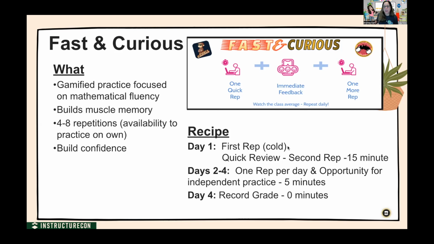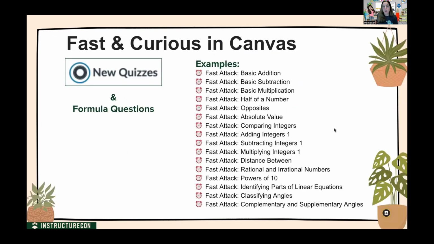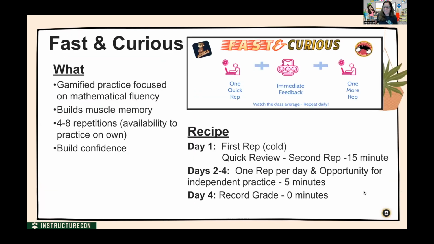Now, I demonstrated just basic multiplication, but there are so many other fast attacks or fast and curious time tests that you could create. How about identifying absolute value, comparing integers, powers of 10, multiplying by 100, identifying complementary and supplementary angles? Any skill that you want students to transfer from their short-term memory to their long-term memory in the form of memorization is a perfect candidate for this strategy.